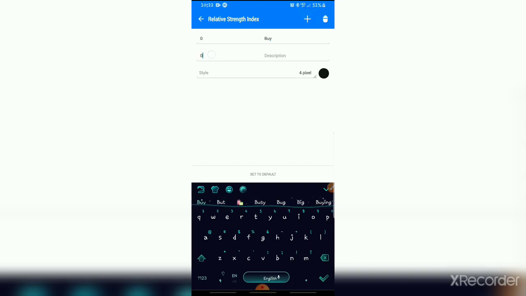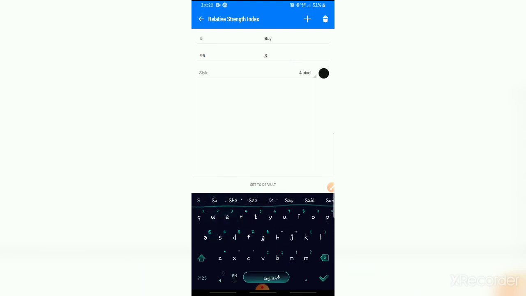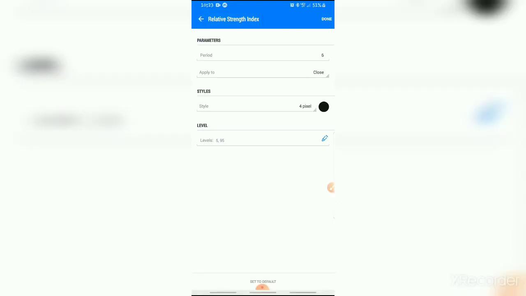You add another one also. This one should be level 50. No, you don't need level 50. Okay, let's put the other level there. The level should be 5 for buy, then 95 for sell. I will explain the meaning very soon. So you leave the style to be 4 pixels, then color should be black. Then after that, you click on back, then you click on done.